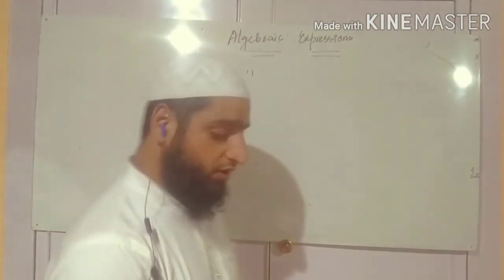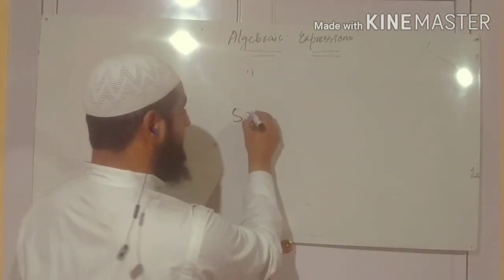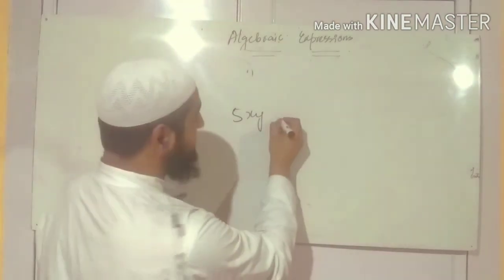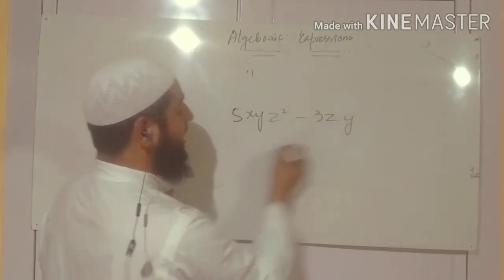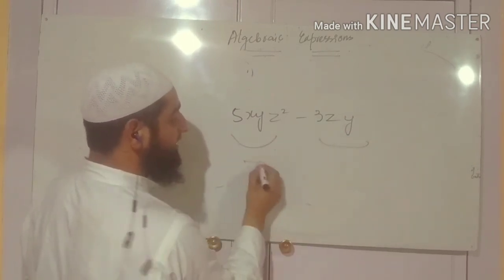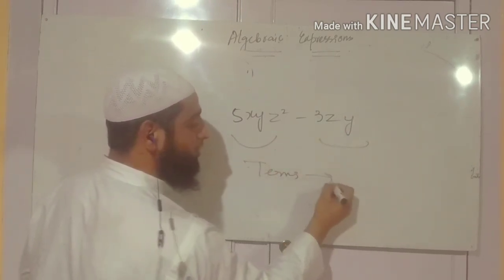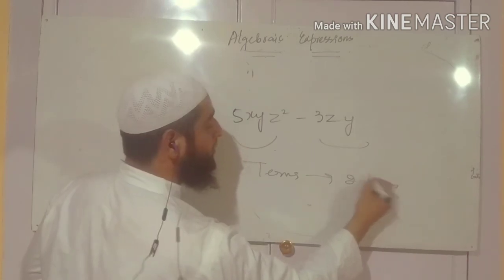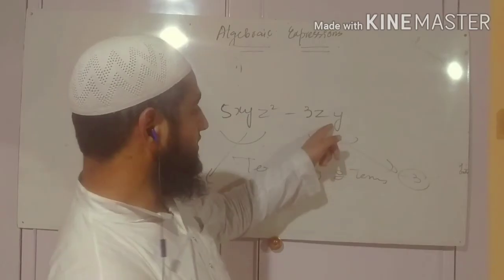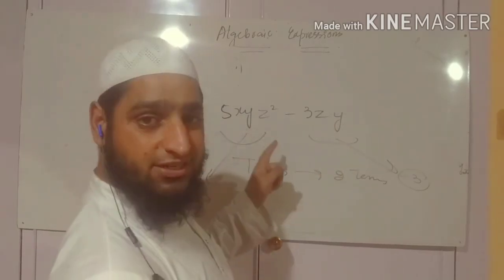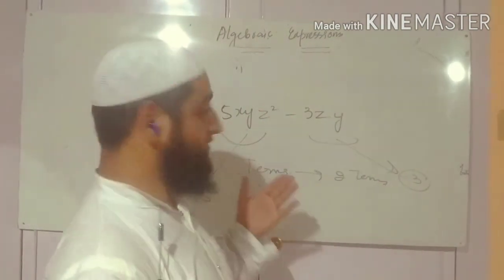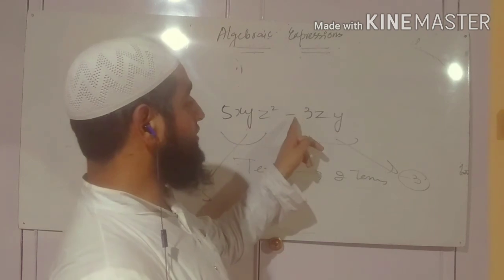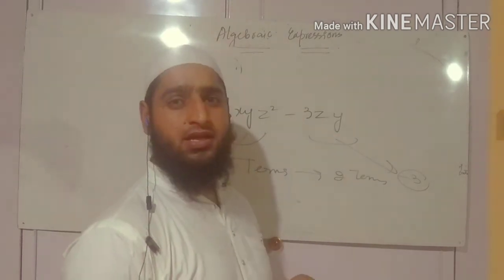Okay. For example, this is the first part: 5xyz square minus 3zy. How many terms are there? There are 2 terms: 5xyz square and 3zy. And also the question says what are the coefficients? Its coefficient is 5 and its coefficient is minus 3. This is the first question.